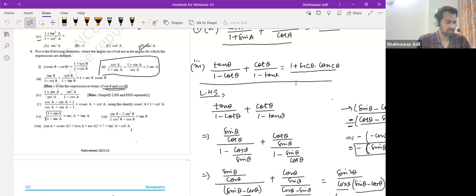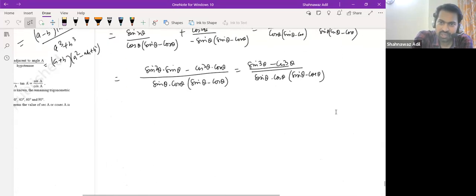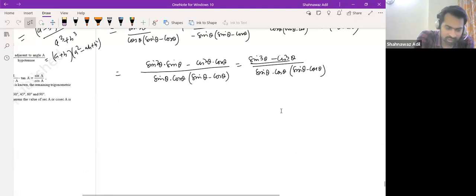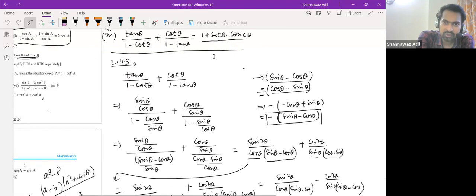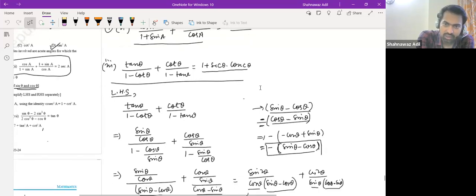Let us quickly start. So we were doing this problem, and we reached here. Up to this point, you guys had no doubt, so let us move further. We have to prove what? The right hand side was 1 plus sec theta into cosec theta. This one was the right hand side.